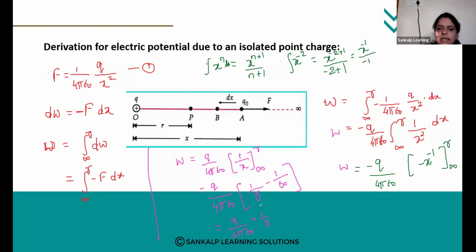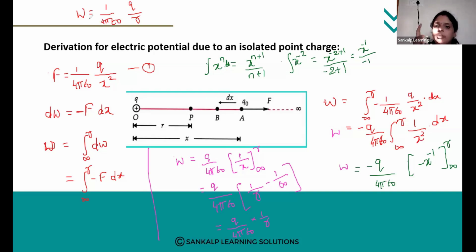Or we can also just rearrange, I am writing it here. So after the rearrangement, we can write it as, at the top I am writing the final formula. That is W is equal to 1/4 pi epsilon naught Q divided by R. 1/4 pi epsilon naught Q divided by R. And this work done is stored in a body as what? That is potential, right?